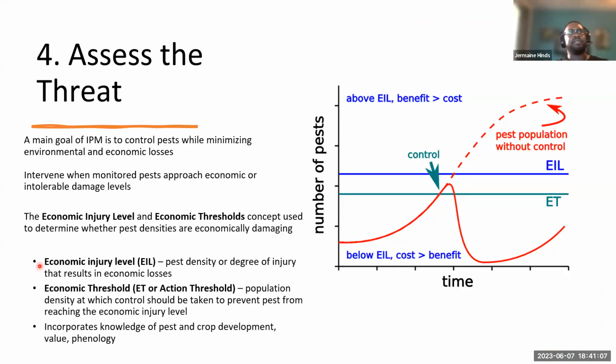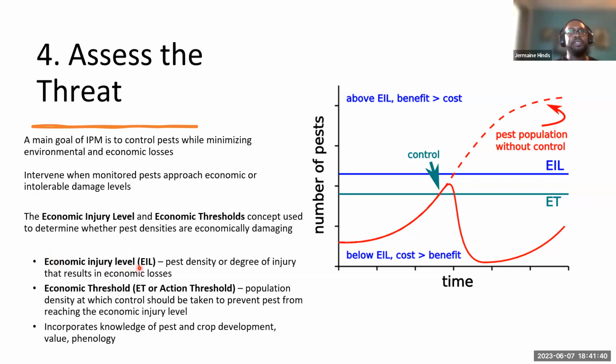And so this last section I want to talk about before the break is the assessing the threat component, right? And so when do you know your insect is a threat? So the main goal of IPM is to control pests while minimizing environmental and economic losses. You want to intervene when monitored pests are approaching economic or intolerable levels. And so I want to introduce a few terms here: the economic injury level and economic threshold. So these are two concepts we use when trying to determine whether pest densities are economically damaging.